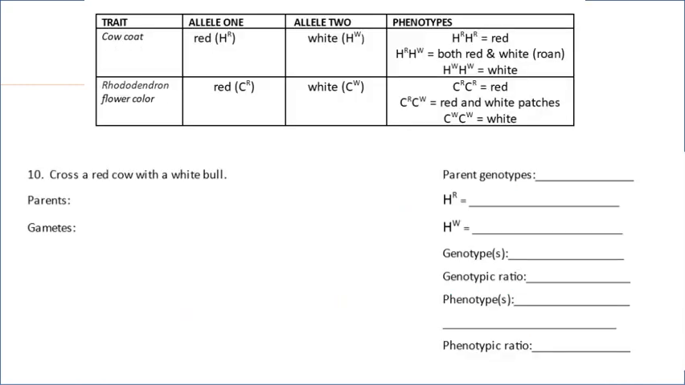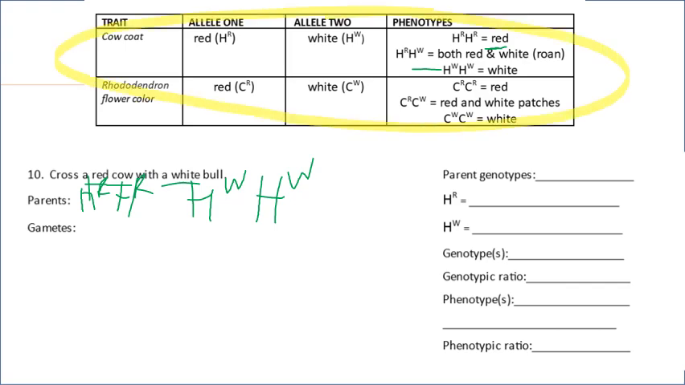The next one is also about cows, even though it says a bull, that is a male cow. So if we look here, the parents we're going to do a red cow. What is a red cow? Well, we look up here, and that's going to be HR, HR. And then a white bull is going to be HW, HW. If you can't keep track of this, make sure you always use the key up here. Most quiz and test questions are always going to have that key up there. And if not, you can usually make it by just walking yourself through the things here.